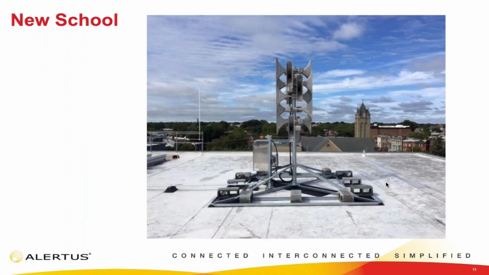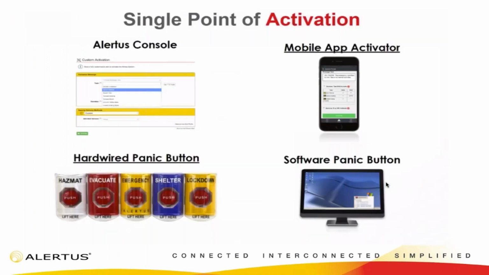I'm going to go back to the hardware in a little bit, but first I'm going to talk about the activation points. How are you activating your Alertus system? Well, number one, with our third-party integrations. So if you already have a personal recipient system, there's no need for you to have to learn a new software system. We can just integrate with their system, give you one front-end activation point. A lot of customers are doing that.